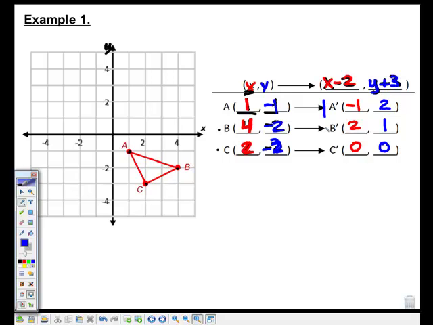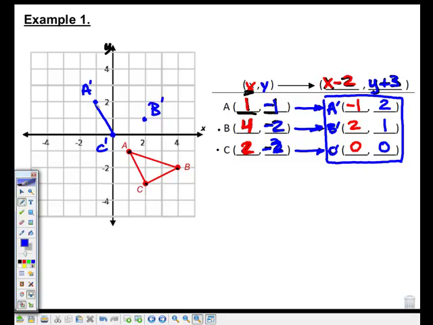If we go through and plot these new points, the new points are called A, and this little mark is read off as prime. So we've translated point A, that arrow means we've translated it, to the point A prime, we've translated B to B prime, we've translated C to C prime. If we plot these points, first of all, negative 1, 2 is located here. Here's our new point A prime. Our new point B prime is located at 2, 1, which is here. There's B prime, and C prime is located at the point 0, 0, which that's that.